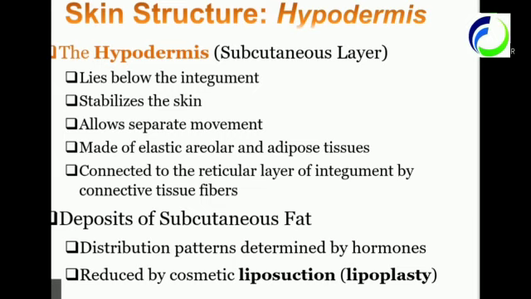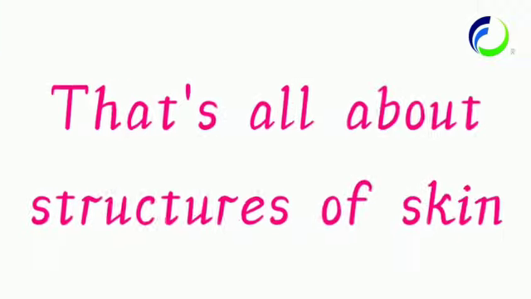Next layer, hypodermis or subcutaneous layer or deepest layer of the skin. It lies below the integument, and it stabilizes the skin, and it allows separate movement also, and it contains connective tissues and adipose tissues additionally. These adipose tissues contain lipocytes or fat cells. These are responsible for manufacturing and storing fat molecules. So it connects the skin to the underlying muscles and organs also. And subcutaneous tissue also contains blood vessels and lymph vessels and nerve fibers.